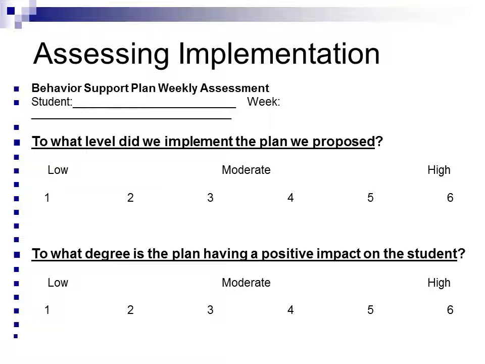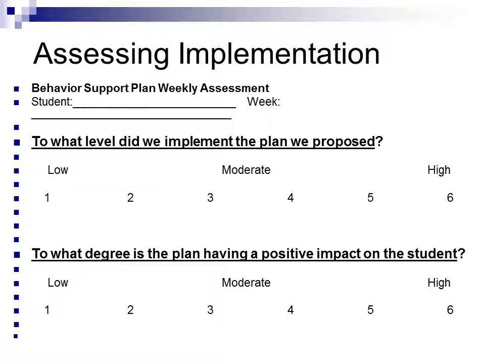This is just an item that I pulled from the assessment of contextual fit, and it has to do with the perceptions of folks as to whether or not the intervention's working. If you're not going to do the whole assessment, at least pull these items out and have people respond to these pretty frequently. The first item is, to what level did we implement the plan as proposed? And you rate that on a scale of 1 to 6. And then, to what degree is this plan having a positive impact on the student?